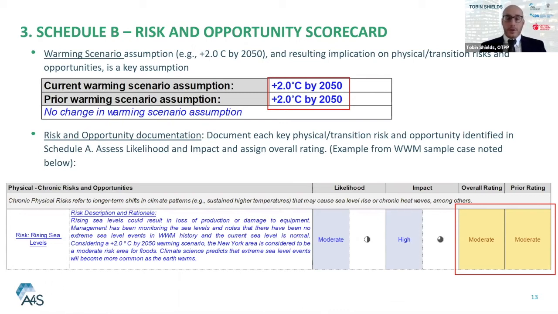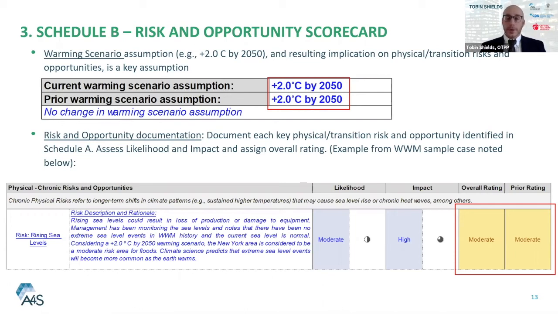Risk and opportunity documentation. It's important to document each key physical and transition risk and opportunity as identified from Schedule A. For each risk and opportunity, assess the likelihood and the impact. Then assign an overall rating to each risk and opportunity and compare that to any prior assessment completed, for example, last quarter or last year, to assess if the overall rating has changed materially.